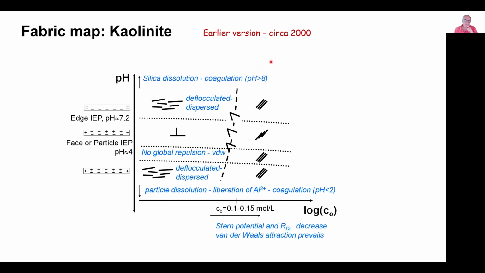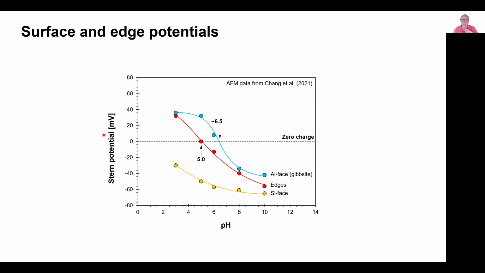And the story gets complex, for example, in kaolin, because one side may have a different charge than the other side. So let's look deeper. With the atomic force microscope, we can check the potential on one side and the other side. In fact, we can see the potential on the edges as a function of pH. And so recent data show us that.